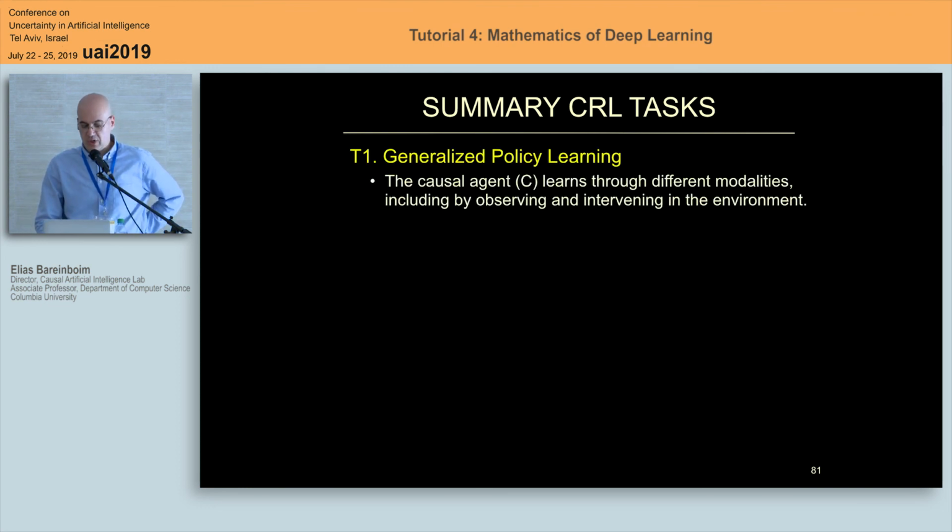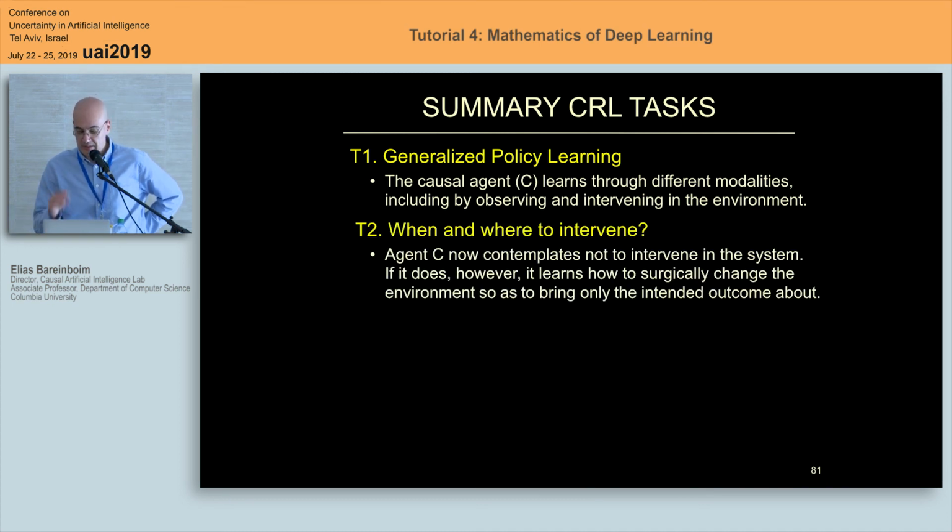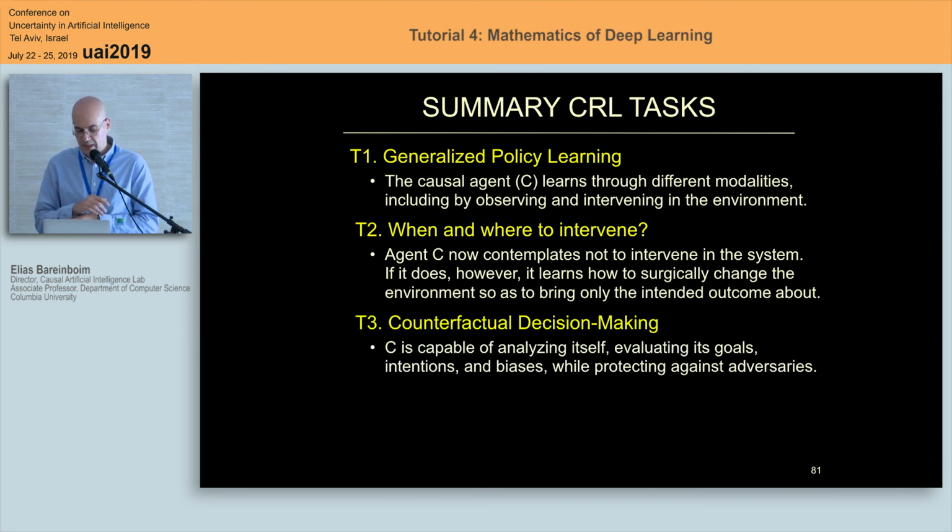Summary. The first task that we talked about was generalized policy learning. The causal agent, let's call it Mr. C, as Judea says, learns through different modalities, including by observing and intervening in the environment: the off-policy, the on-policy, and the do-calculus. We talked briefly about when and where to intervene. Agent C now contemplates not intervening in the system. If it does, however, it learns how to surgically change the environment so as to bring about the desired outcome.